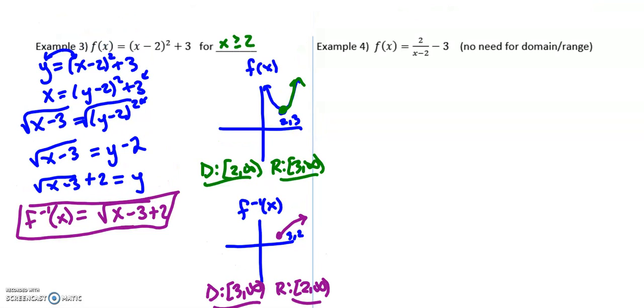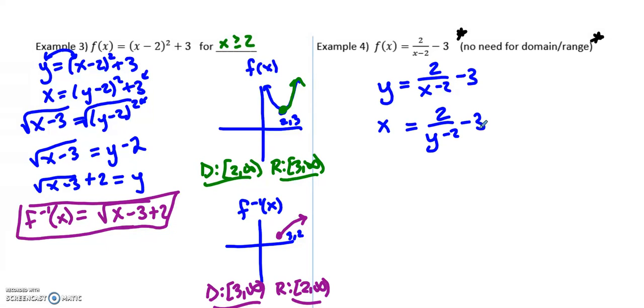Our last example of finding an inverse function deals with a rational function, and since we have not graphed rational functions yet, we're not going to sketch graphs or worry about the domain and range on this. I just want to work through my process of setting y equals instead of f of x, swapping the x's and the y's, and then solving for y. First step is going to be dealing with that minus 3. So x plus 3 equals 2 over y minus 2. From here on, it's just a matter of algebra.